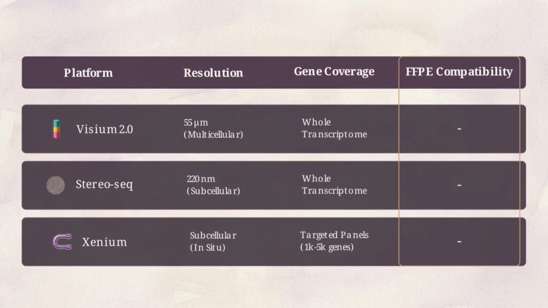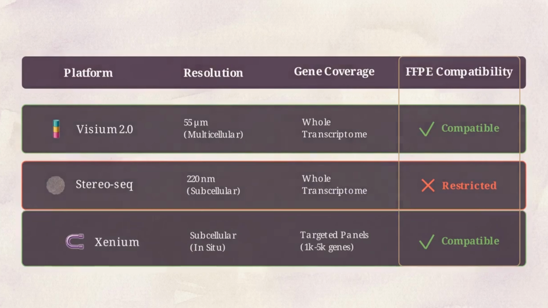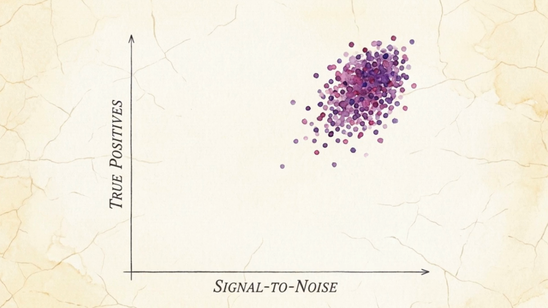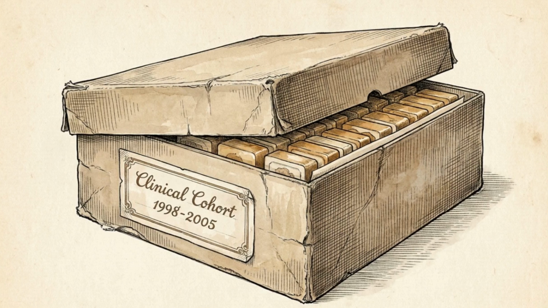Broad Institute benchmarking shows viability sharply diverges. Visium 2.0 and Xenium operate effectively on FFPE samples, while ultra-high-resolution platforms like StereoSeq remain restricted to fresh frozen tissue. The benchmark data demonstrates that Xenium consistently generates higher transcript counts per targeted gene in these degraded FFPE tissues, maintaining accuracy without sacrificing specificity. The optimal platform choice is rarely dictated by pure resolution specifications. It is governed by the physical state and availability of the clinical archive.